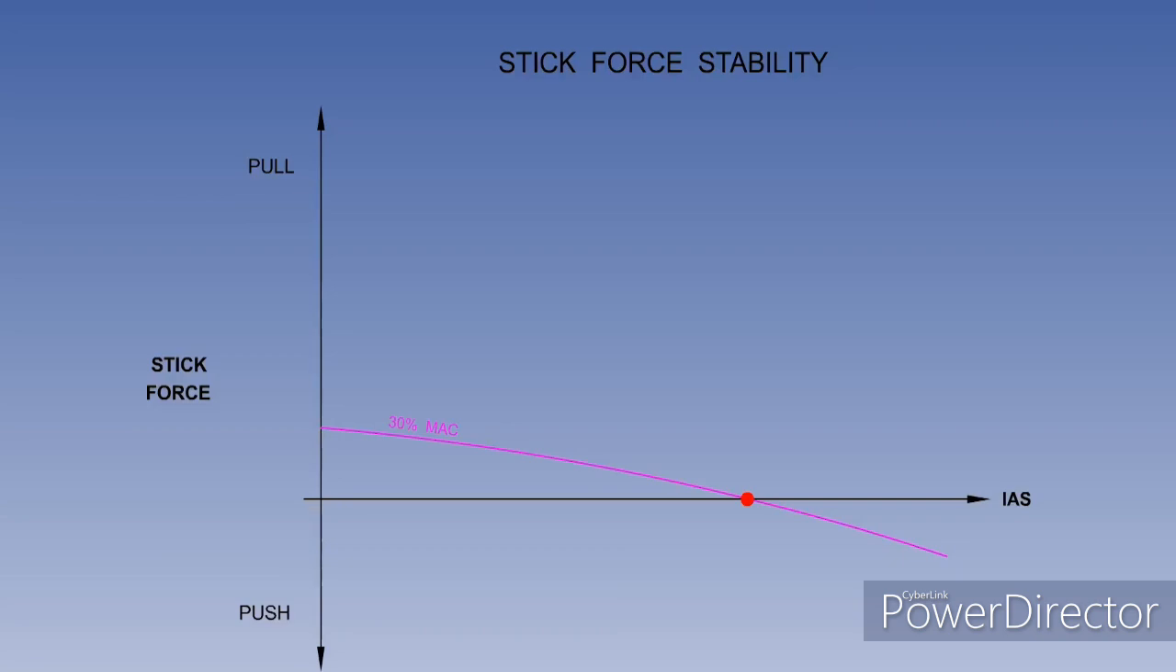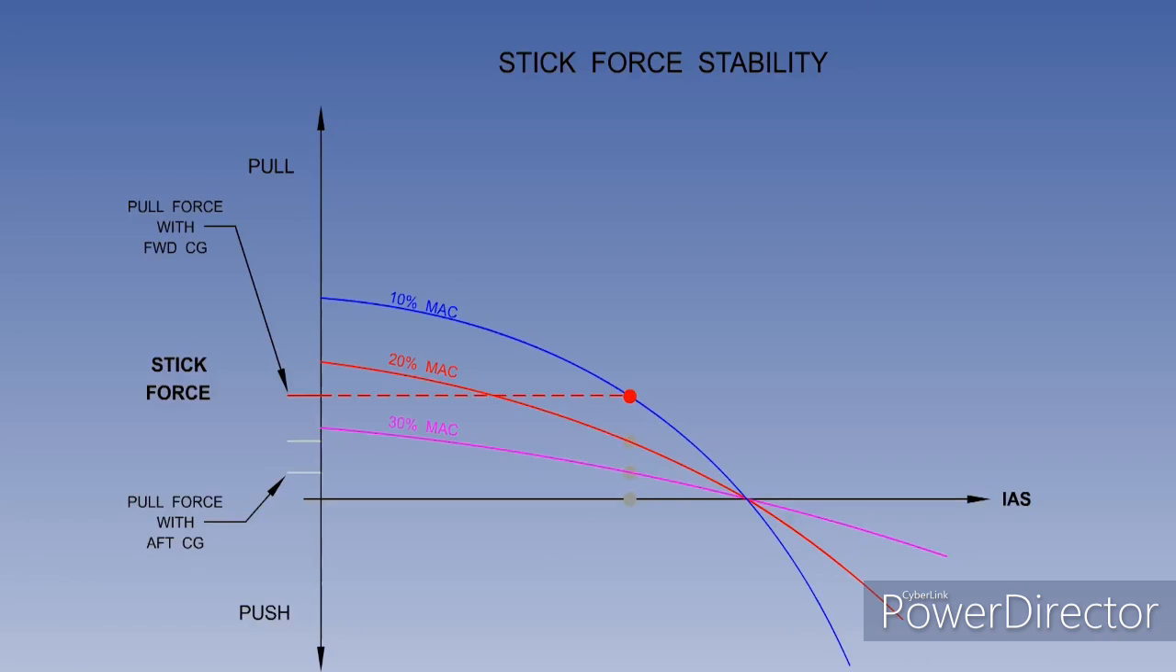From our previous studies, we know that moving the CG forward increases longitudinal static stability. With the CG at 30% MAC, a speed reduction requires a small pull force. With the CG at 20% MAC, the same speed reduction requires a larger pull force. With the CG at 10% MAC, the same speed reduction requires an even larger pull force. Moving the CG aft decreases the stick forces required to displace the aircraft from trim speed.